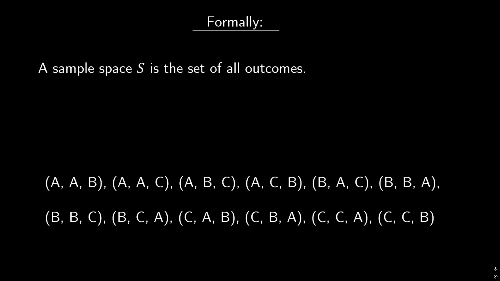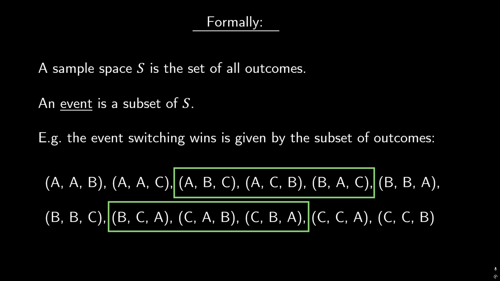Okay, so formally, this is formal terminology: a sample space S is the set of all possible outcomes. So in this Monty Hall example, we have all of these outcomes. There happen to be 12 of them. An event is a subset of S. An example of an event would be the event that switching wins. Because it's a subset, we are just identifying the 6 outcomes here out of the 12 that we care about.